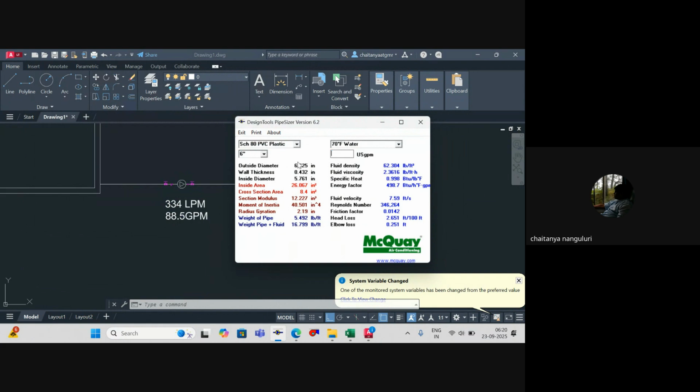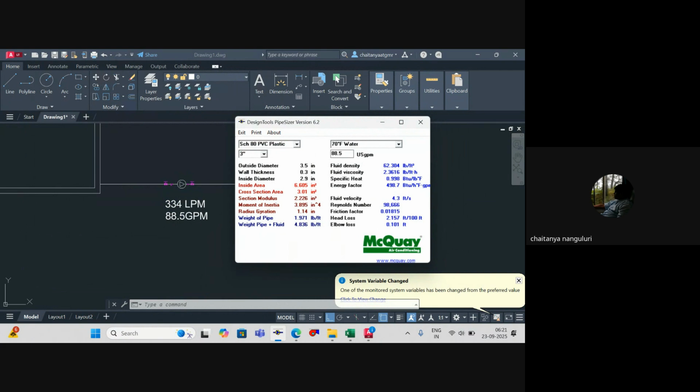6 inches, let's take 334. Okay, here head loss is very less, velocity is also 4, so I can probably make 5 inches pipe. Oh, 88.5, sorry. Why am I doing for 334? 334 is LPM. Here the units is GPM, I'm really sorry. So 88.5 means I can have a lesser size only. I can have probably 3 inches pipe or something.